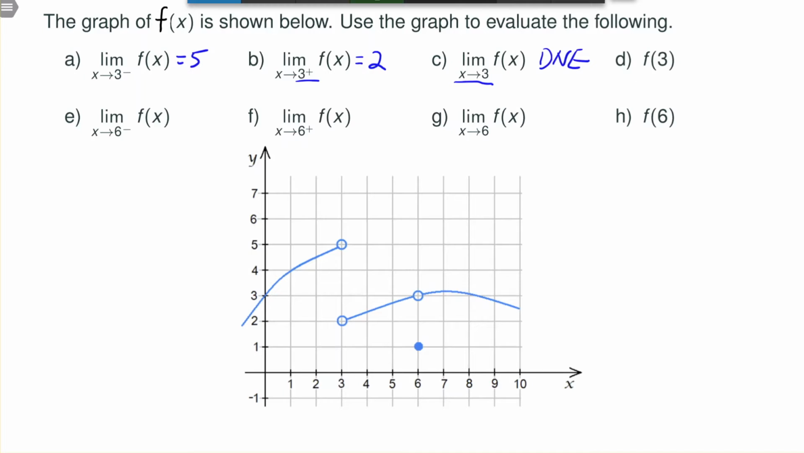Now D is asking us to evaluate f of 3. So when x is 3, what is the function value? Both are open circles, so that means it's not defined. So we can either write does not exist or undefined.